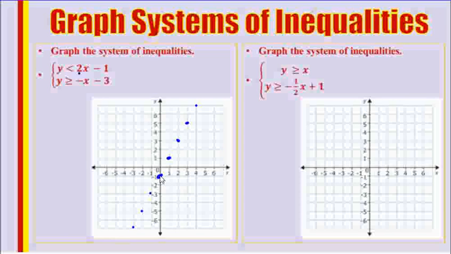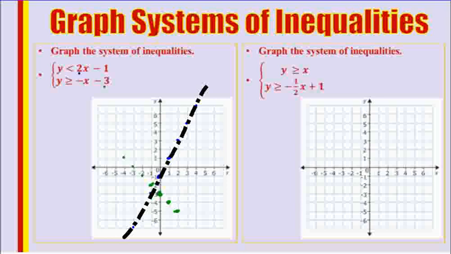Now since it's a less than, I use a dotted line. So I'm just going to use a dotted line here. Next one, point at negative 3. I have a negative slope, so it goes down 1 to the right 1, or I can go up 1 to the left 1. And since it's got the equal to, I can have a solid line. So I'll draw a solid line for this one.